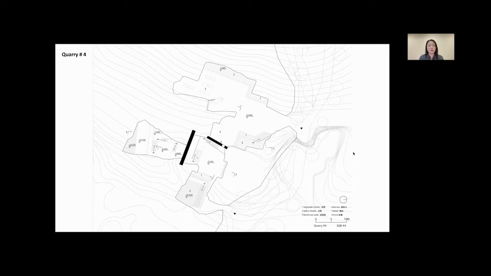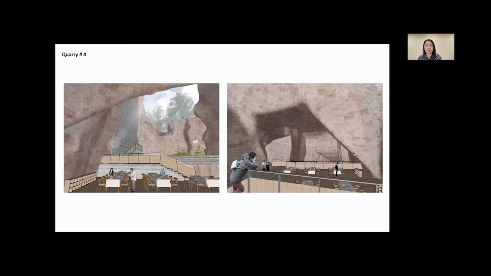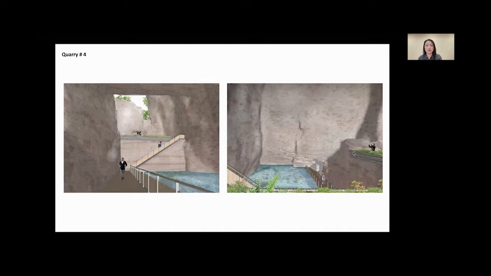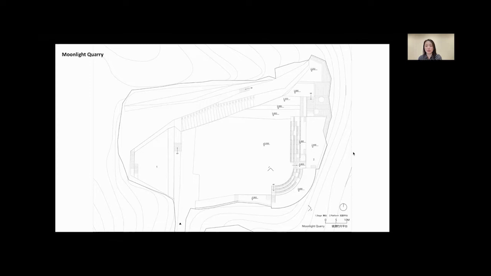Next is quarry number 4, a sunken restaurant with different levels of seating terraces and a fish pond next to it. And Moonlight Quarry is the terrace at the hilltop.